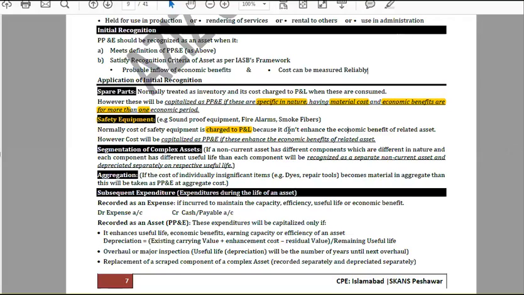So if we have installed safety equipment and it will not enhance the value of the asset, it will be recorded as an expense. But on the other hand, if it enhances the value of the asset, then it will be recorded as property, plant and equipment.